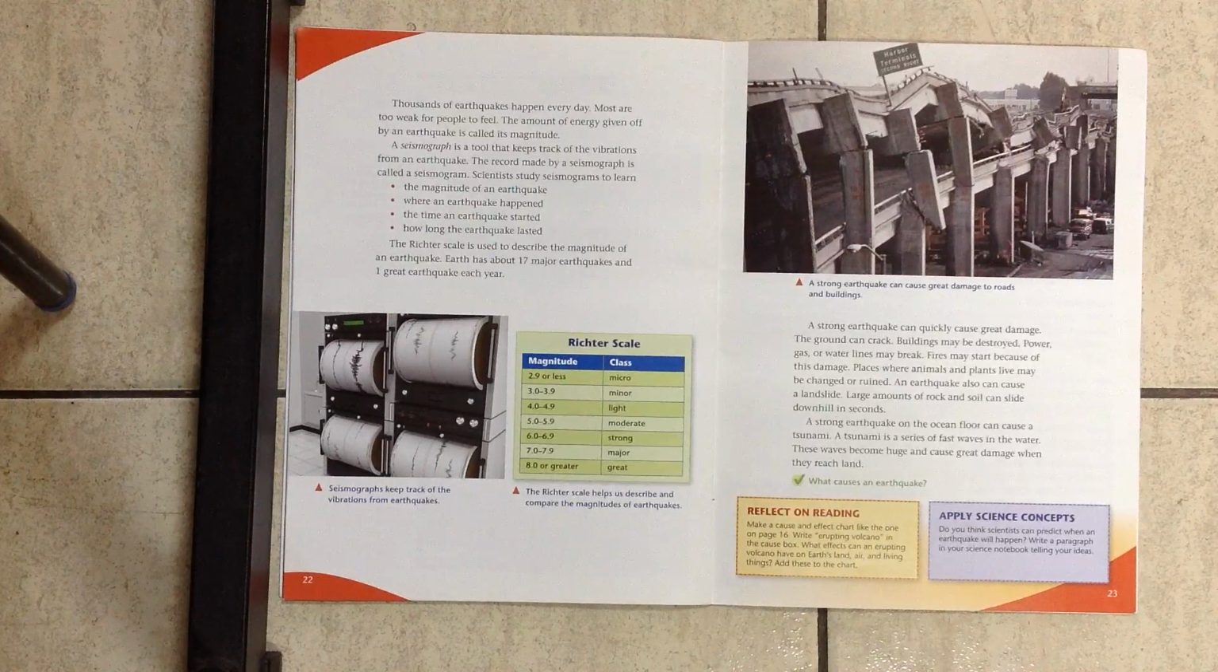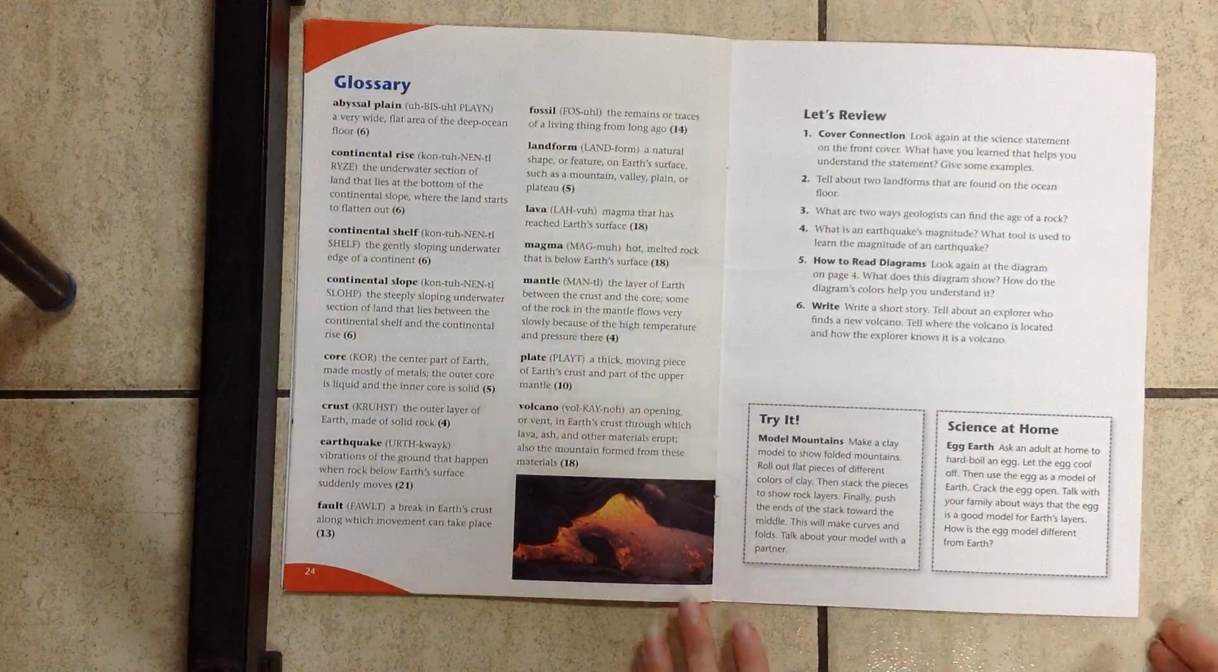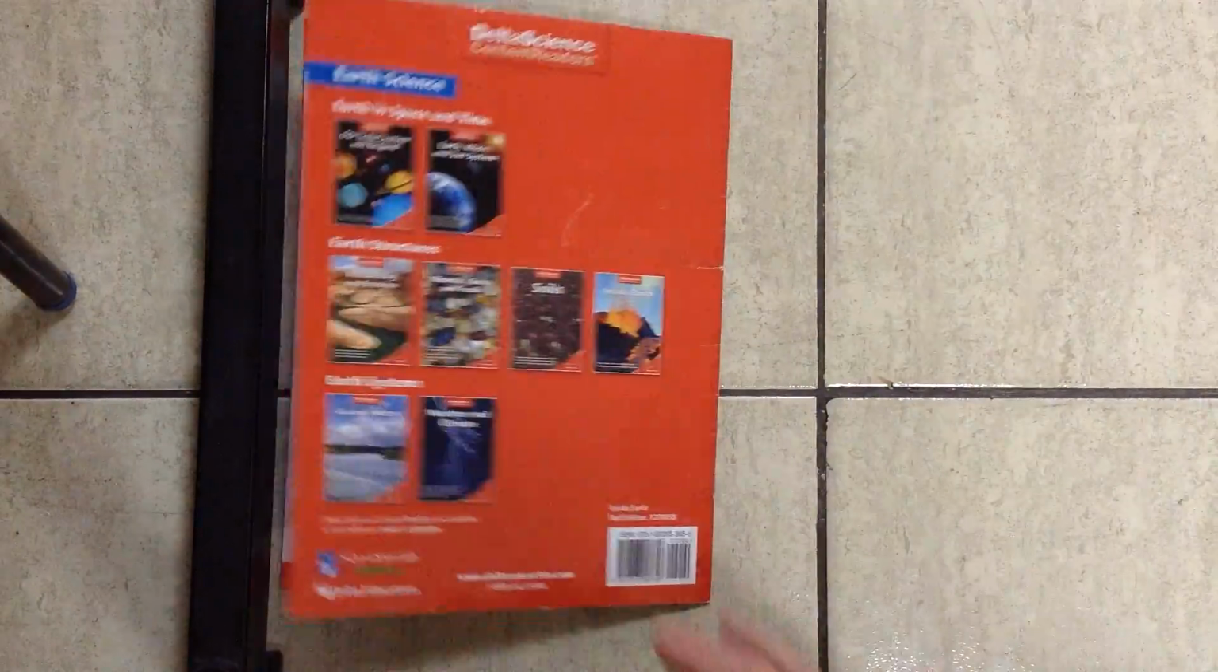A strong earthquake on the ocean floor can cause a tsunami. A tsunami is a series of fast waves in the water. These waves become huge and can cause great damage when they reach the land. The end.